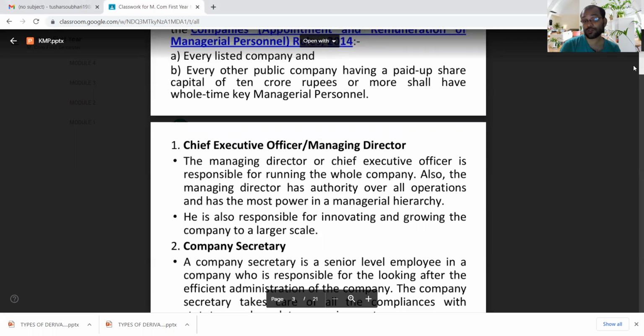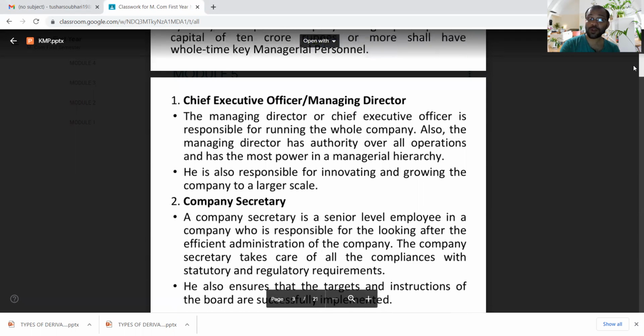The first is Chief Executive Officer or the Managing Director. The Managing Director or the Chief Executive Officer is responsible for running the whole company. Also, he or she has authority over all the operations and the most power in a managerial hierarchy. He or she is responsible for innovations and the growth of the company to a larger scale.